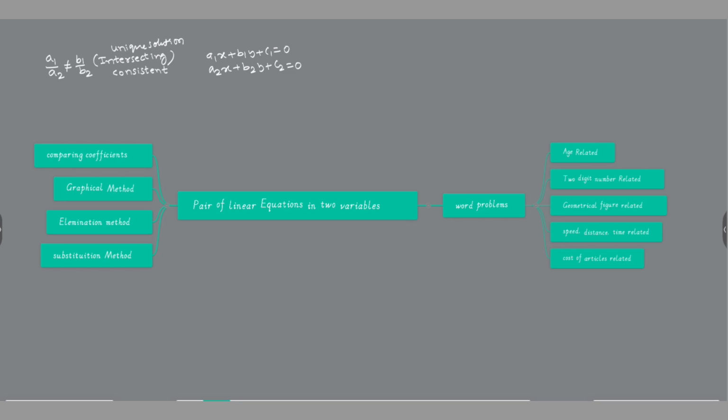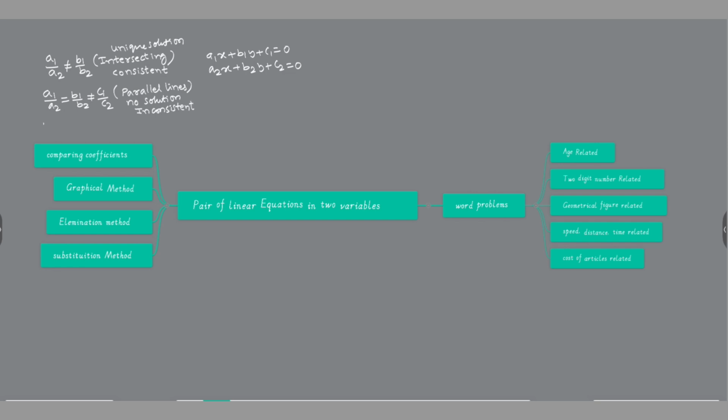Consistent system. So these three we have to remember. Similarly, if a1 by a2 is equal to b1 by b2, but it is not equal to c1 by c2, in this case, they represent parallel lines. They will be having no solution in this case, and the system is inconsistent.